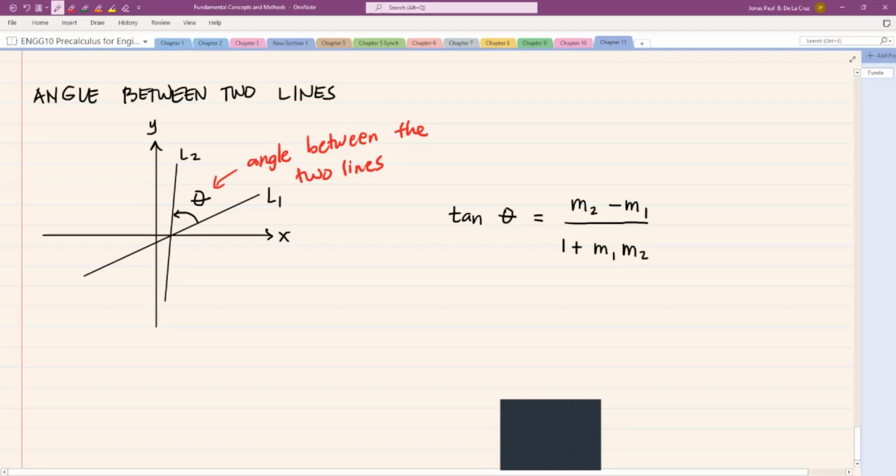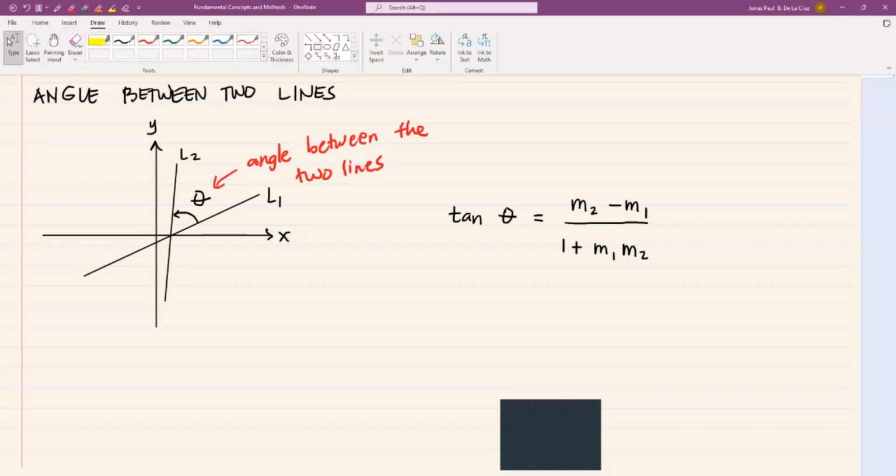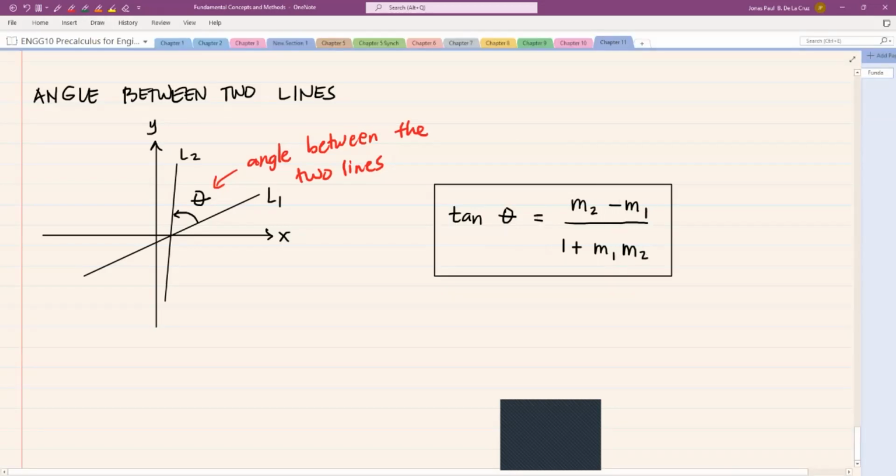Okay, parang yung formula natin ito ng double angle identity, di ba? Yung double angle identity for tangent. So ito yung formula natin for the angle theta, the angle between two lines.